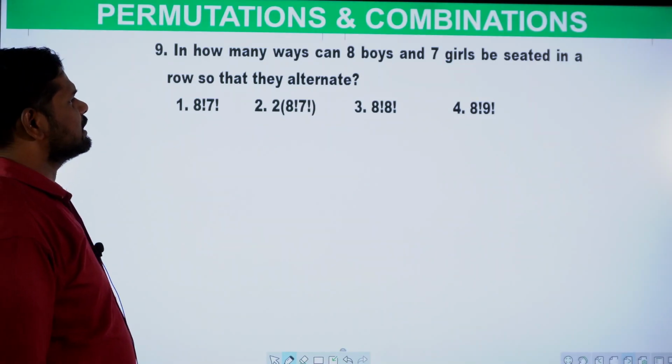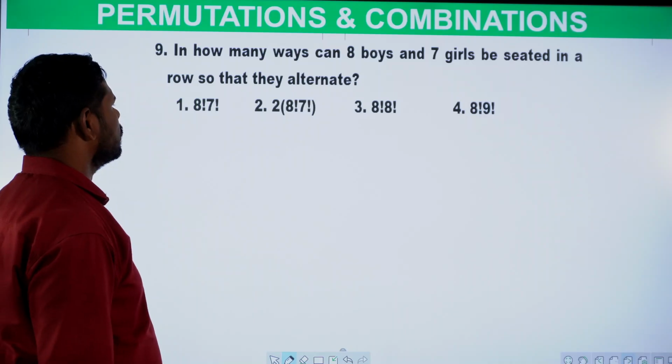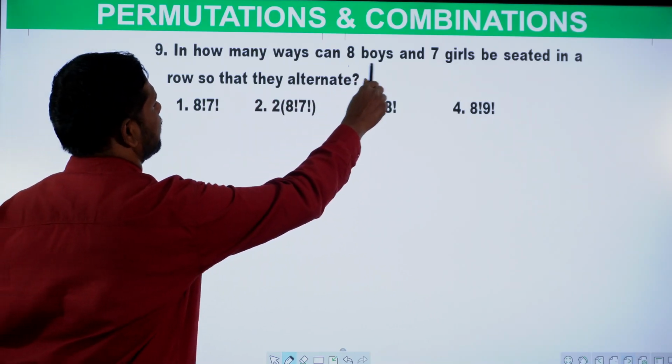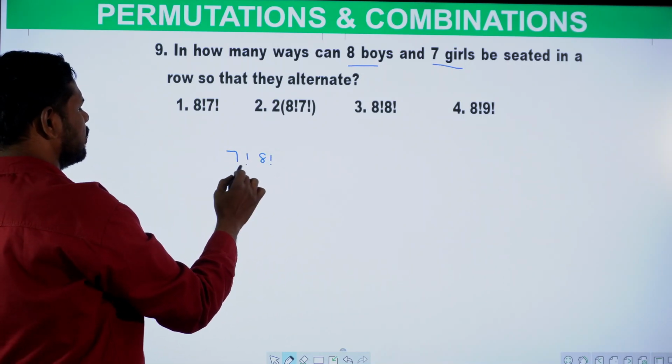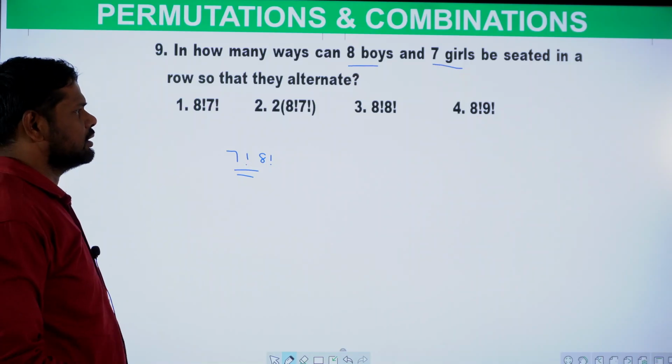In how many ways can 8 boys and 7 girls be seated in a row so that they alternate? 8 boys and 7 girls be seated in a row. 7 factorial into 8 factorial. No need to solve this. We already discussed it just now. So that's it.